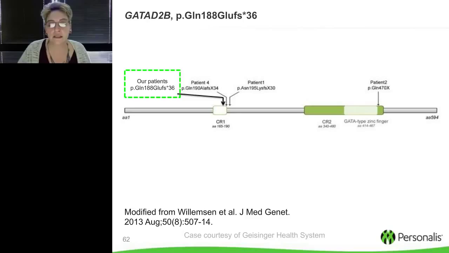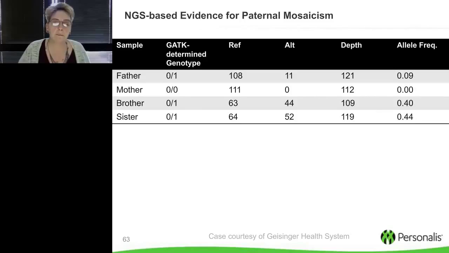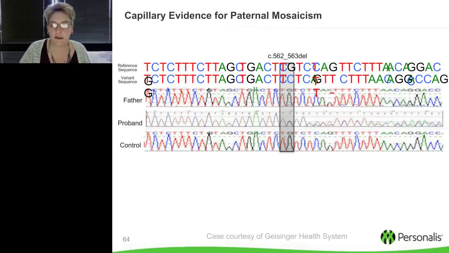So we looked a little bit more closely, and what we found was that even though GATK had determined that the father's genotype was heterozygous, when we looked at the allele ratio, we can see that this is way off from what we would expect. We can see the two children have a much more expected allele ratio for a heterozygous variant, and the father was much lower, leading us to suspect that in fact what the father had was a mosaic variant rather than full allelic.